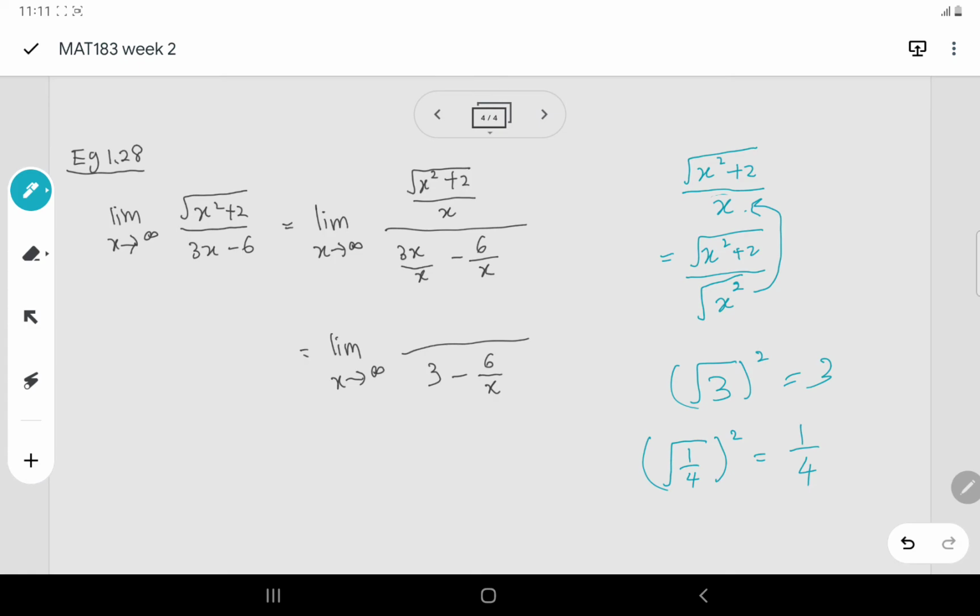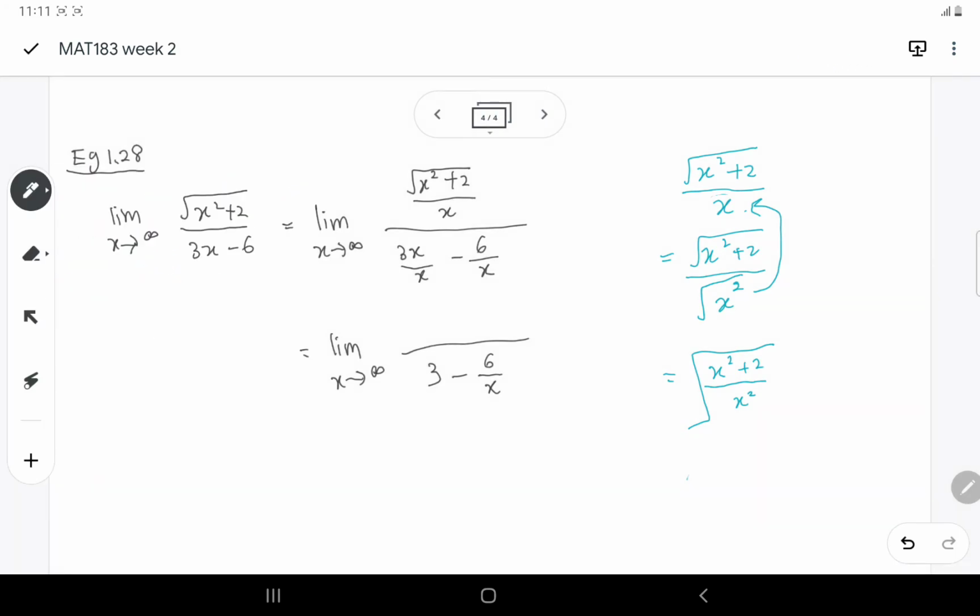So, kita dah tengok denominator and numerator dah ada square root. So, bila dah ada square root, kita boleh gabungkan dia. Like this, x square plus 2 divide by x square. Square root semua letak dekat luar, sebab atas dengan bawah dah ada square root, so kita terus letak semua sekali. Square root kat luar, x square plus 2 divide by x square dekat dalam. So, this expression kita tukar untuk soalan ni tadi: x square plus 2 divide by x square, and then square root.